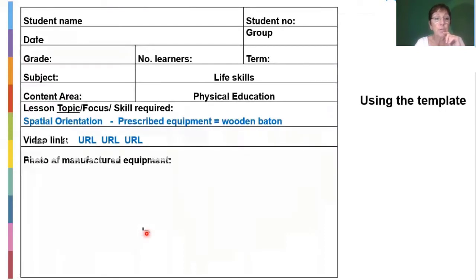The template that you'll be using, as per normal, has all the information at the top. Then if you look at the topic here, the example I'm going to be showing you is spatial orientation. So I was given spatial orientation as a skill. My prescribed equipment was a wooden baton. Over here, I'll be putting in the link for that particular video clip. Somehow it got dropped somewhere, I'll put it back. I did put in a photograph of the equipment that I made, right? So you put your photograph in there.